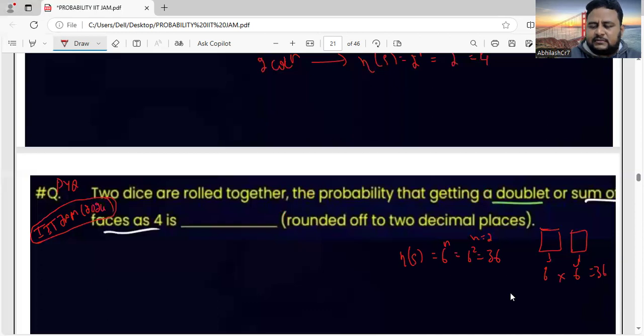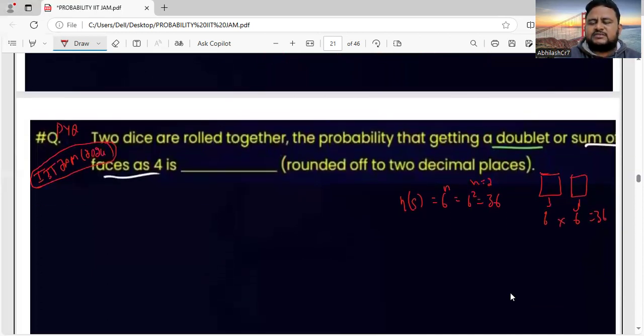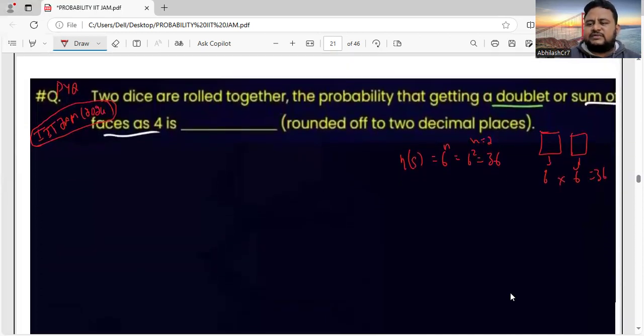Now they are telling two events. Before that, I would write the total number of outcomes. Okay, total number of outcomes is 36. But how do you get it? So I would write the sample space for two dice. This will be like this.